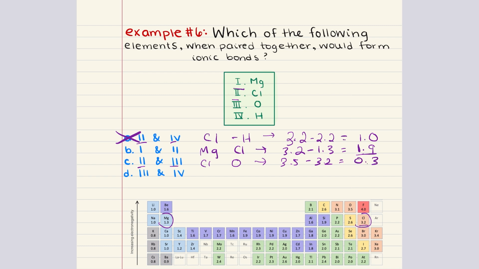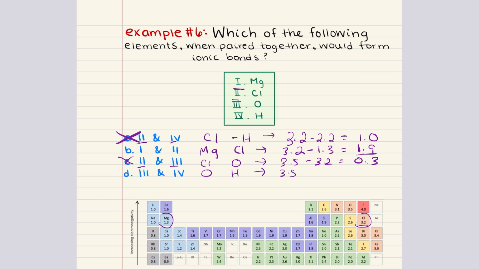This falls in the range of non-polar covalent bonding, not ionic bonding, so C is also not the correct answer. Answer choice D says element 3 and 4. Element 3 is oxygen, element 4 is hydrogen.